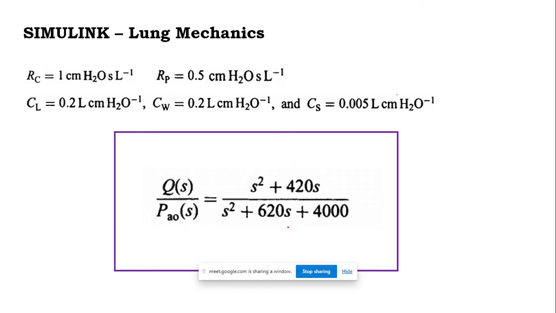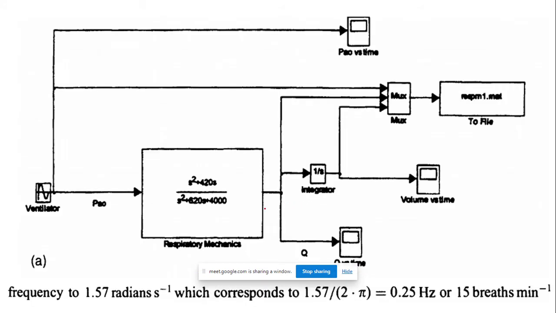Now we are going to simulate this model using Simulink. This is our Simulink model, where you have (s² + 420s ...), the transfer function of the respiratory system, given here. This is your input, the ventilator. The input pressure is PAO. Whatever output you get is directly Q versus time, where Q is the flow rate.